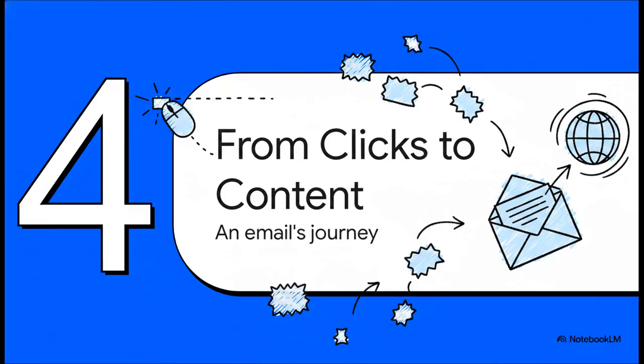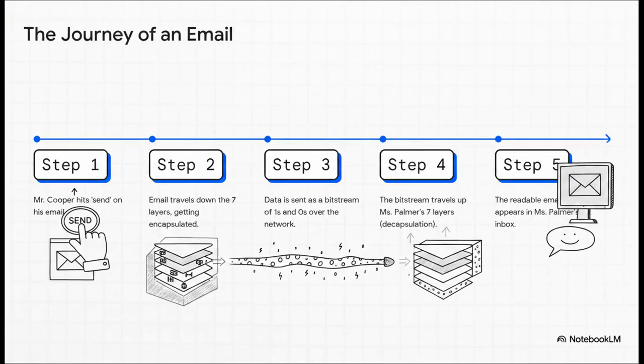All right, let's make this a little more concrete. How does all this theory play out when you do something super simple, like sending an email? So let's say Mr. Cooper hits send on his email. That message starts its journey down all 7 layers of his OSI stack, getting wrapped up, encapsulated, at each and every step. Then it gets transmitted across the network as a stream of ones and zeros. Once it reaches Miss Palmer's computer, it does the reverse trip, traveling all the way back up her OSI stack. It gets unwrapped, decapsulated at each layer, until finally the original, perfectly readable message pops up in her inbox.